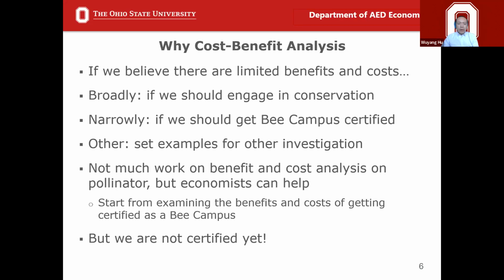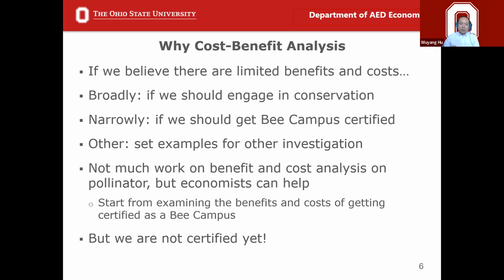So here we want to set up a cost-benefit analysis, and hopefully we can set up this particular example for future use, not only for OSU, but for all other campuses, and not only for campuses, but also for public and private institutions, and beyond these, organizations and maybe private homes. Unfortunately, not a whole lot of work has been done on cost-benefit analysis of pollinators, for some of the reasons I mentioned before. But we, as economists, can help.